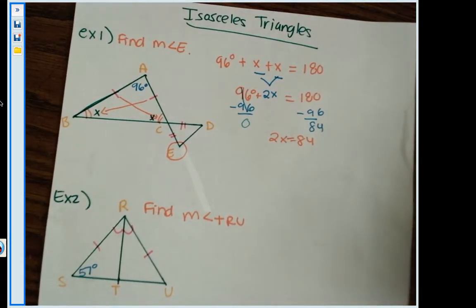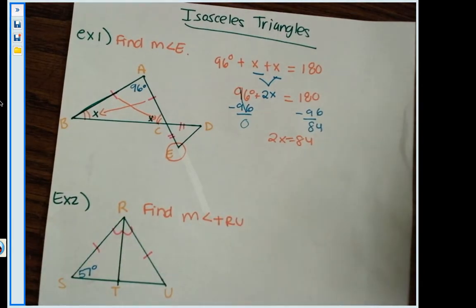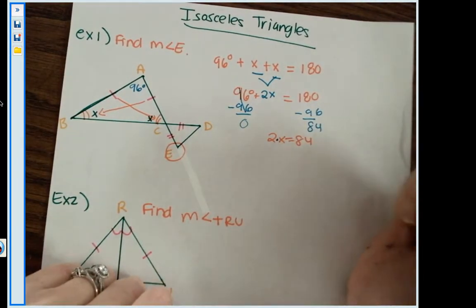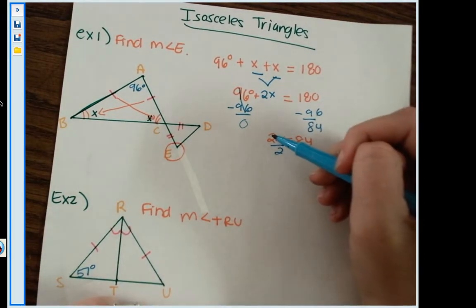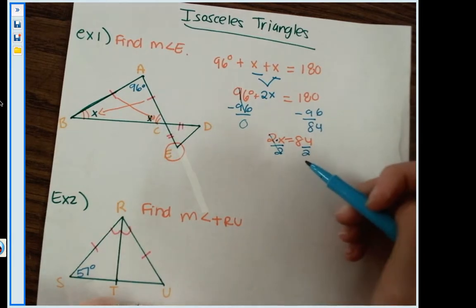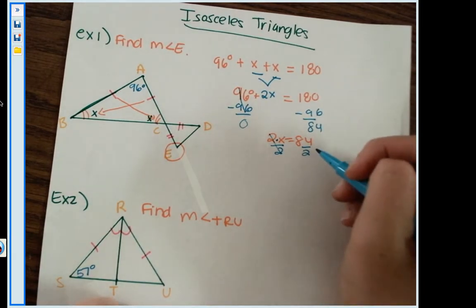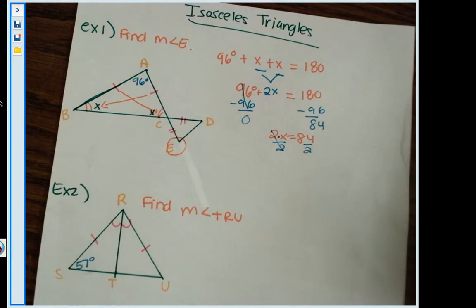So we have 2X equals 84, and now I need to solve for X. My 2 is secretly multiplying to my X. So the way we move it to the other side is by dividing by that on both sides. 2 divided by 2 cancels out, and 84 divided by 2 will give me 42. So X is 42 degrees.